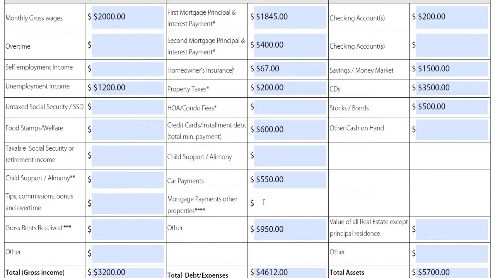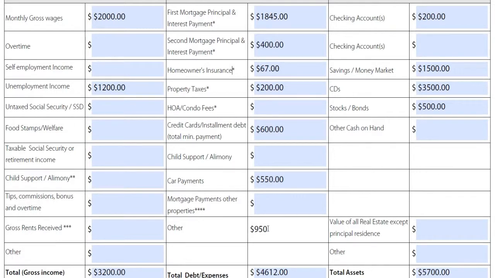So if you have those rental properties, if you maybe have another home in another state or something like that, you want to make sure that you give the total payment, including property taxes and insurance, the principal and the interest, okay? Now, other.